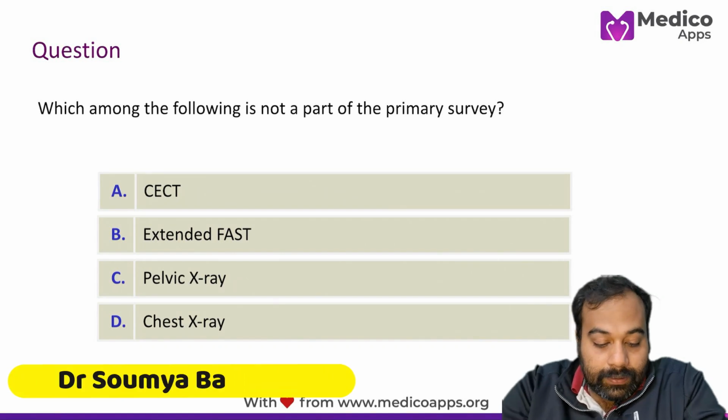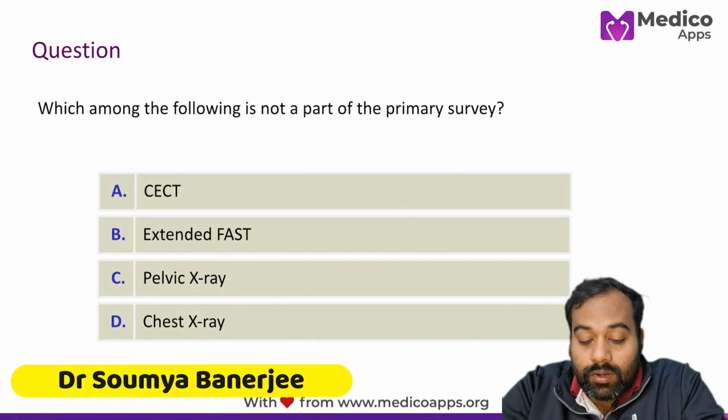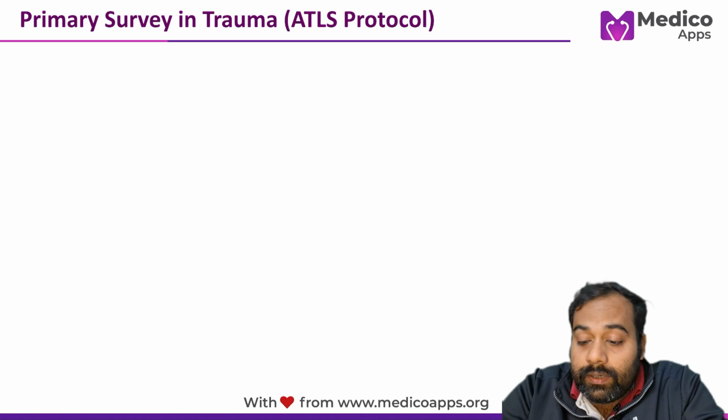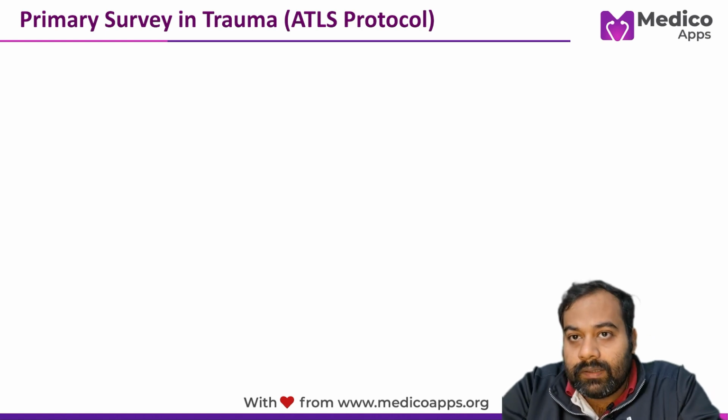So hello everyone. Let's take our next question. Which among the following is not a part of the primary survey? The options are CECT, extended FAST, pelvic X-ray and the chest X-ray. So let's try to understand the primary survey first, right?